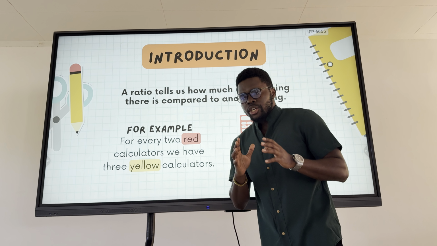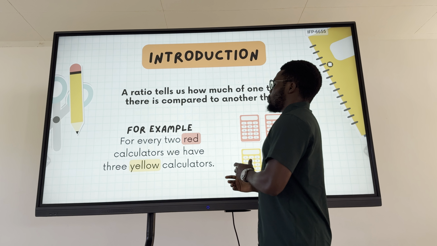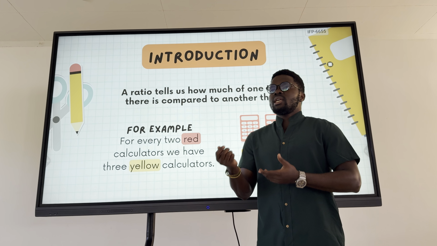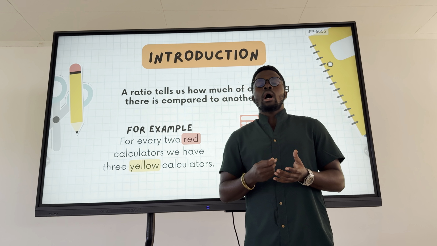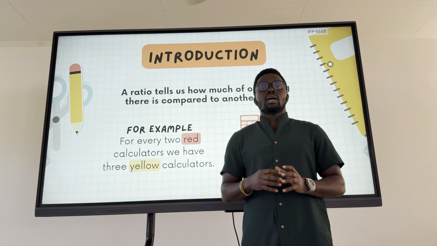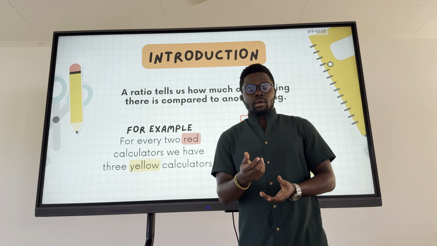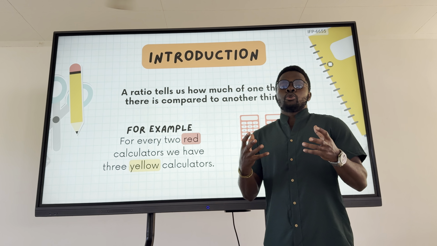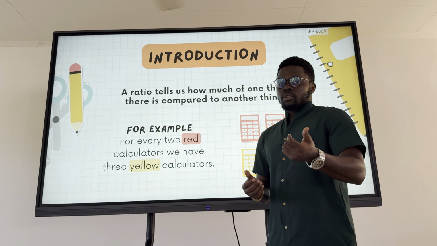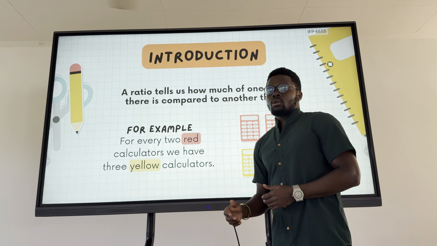Now, a ratio tells us how much of one thing there is compared to another. So they will say how many bags of sugar, or how many teaspoons of sugar are in a given cup compared to another cup. You know, doctors, when they are maybe prescribing how to deal with diabetic patients, you know, if you get what I'm saying. So, for example, for every 2 red calculators, we have 3 yellow calculators.